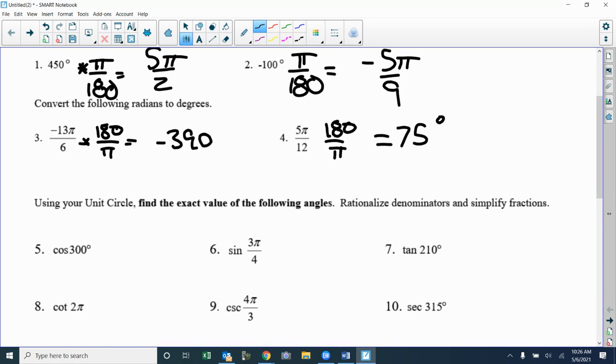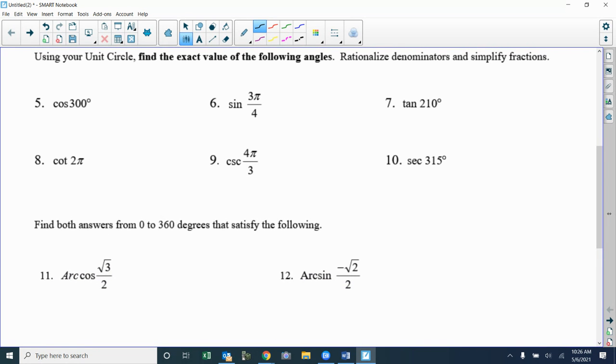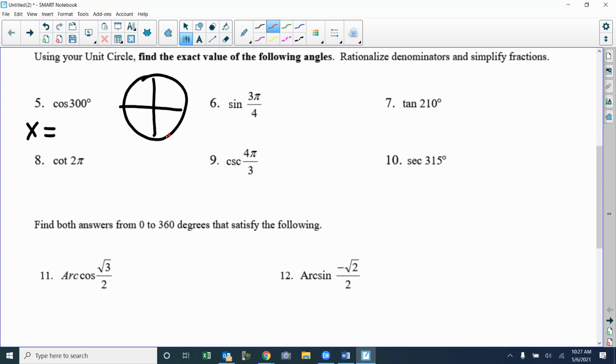All right. As you start to attack, these are the hardest ones, 5 through 10. Okay, so 5, cos of 300. Well, cosine is my x value, so I need to figure out what the x value is at 300. If I've already drawn out my triangle or my circle, I just find the x and put it in. Does that make sense? If I don't have that, I might need to draw a circle. Make sure you get your 300 in the right spot. That would be down here, wouldn't it? Make sense, everybody? Okay, looks like the x is right here, which is positive half.